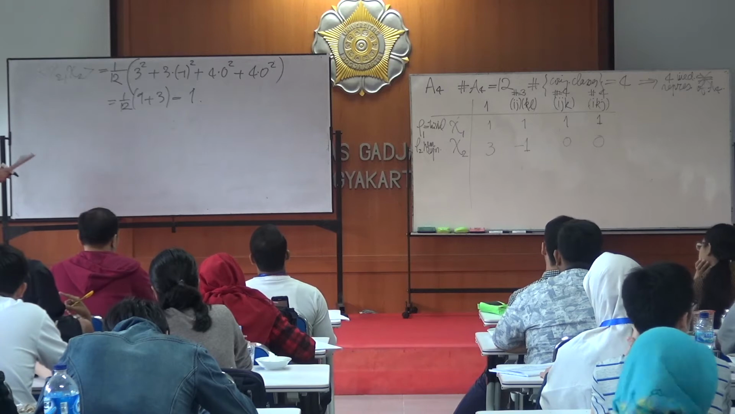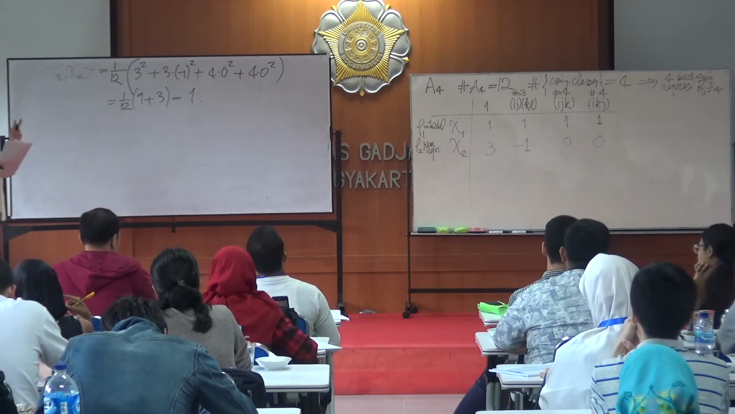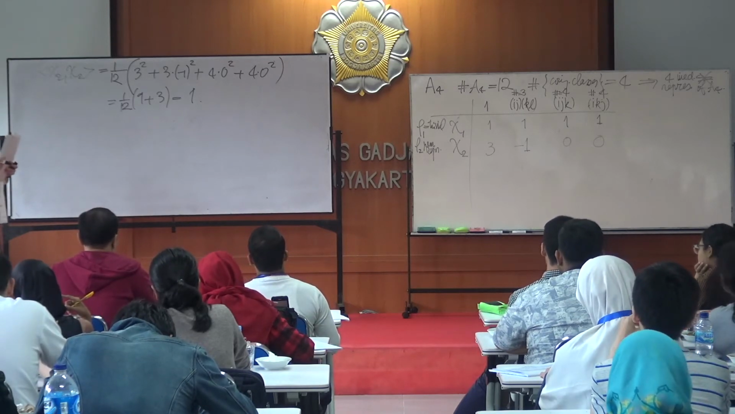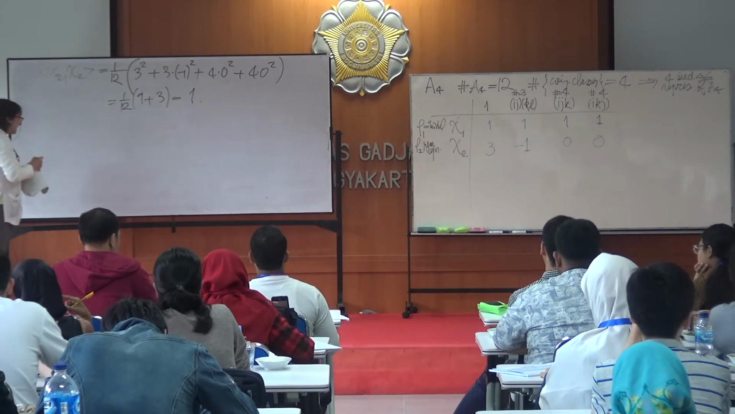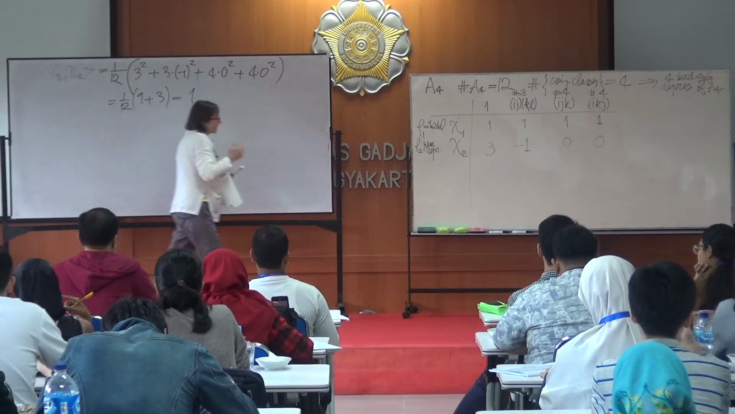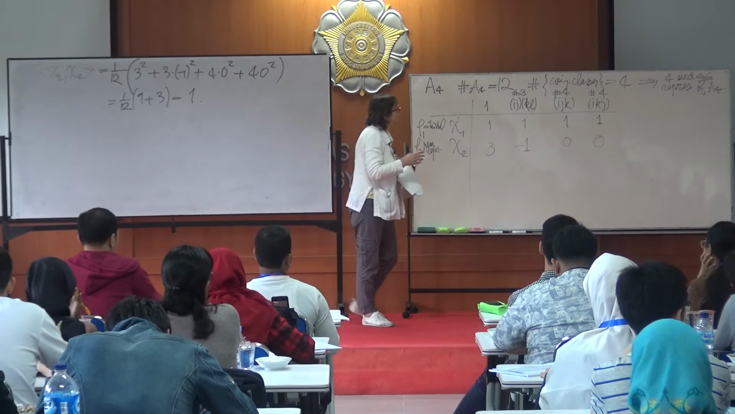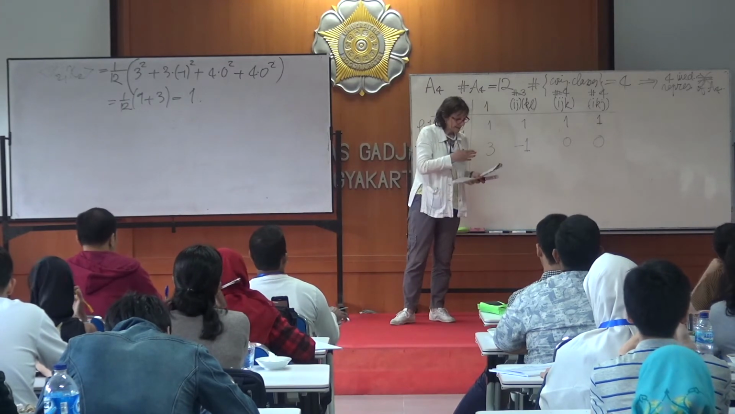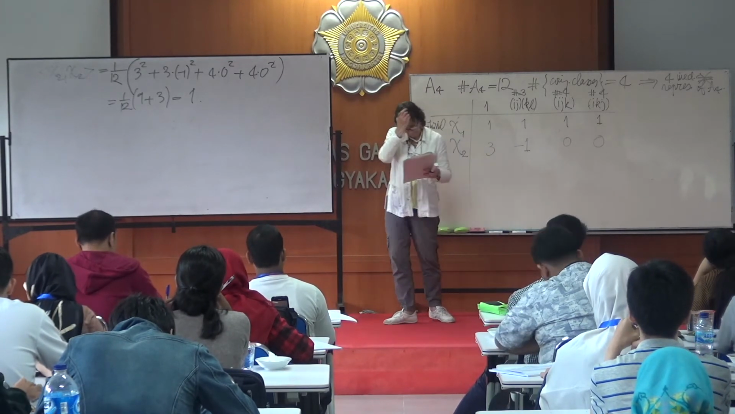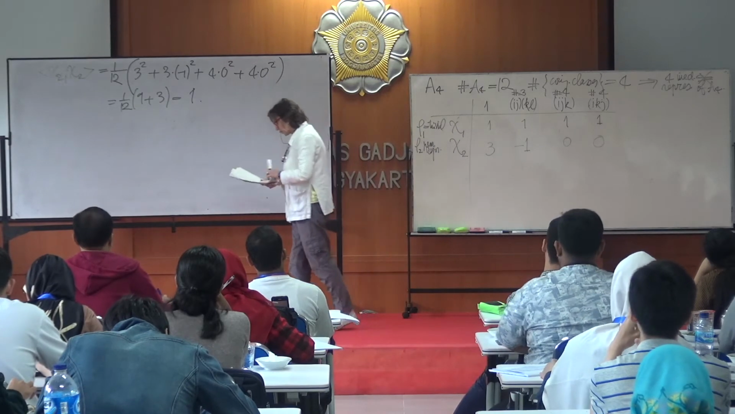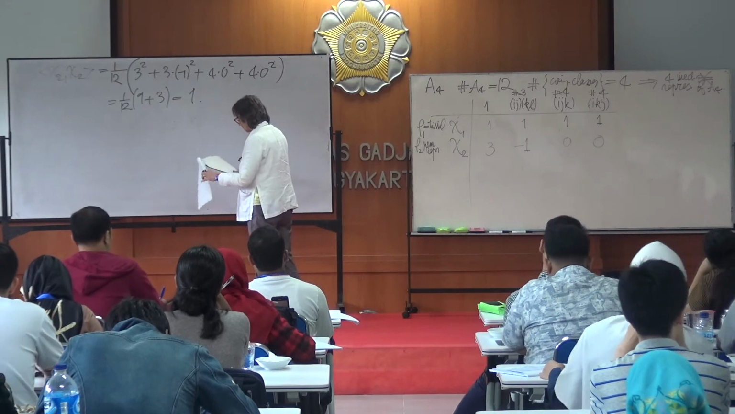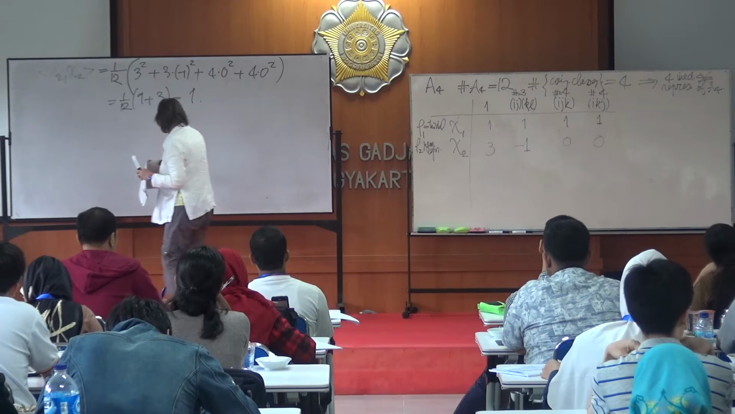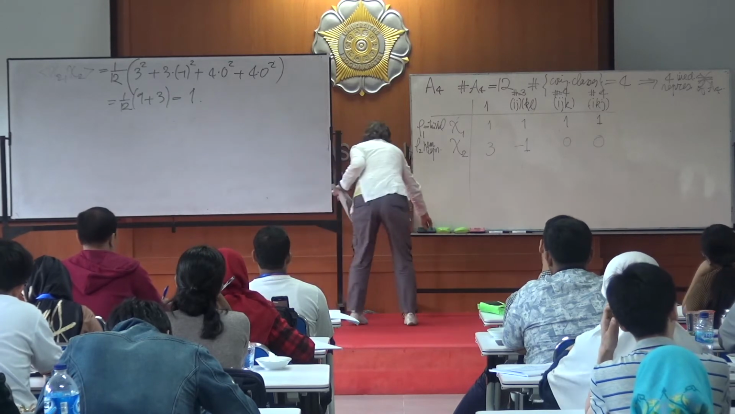Okay, now we have 2 out of 4. We still have to construct 2 more. But now, let's think: how do we construct them? We have to think about this.